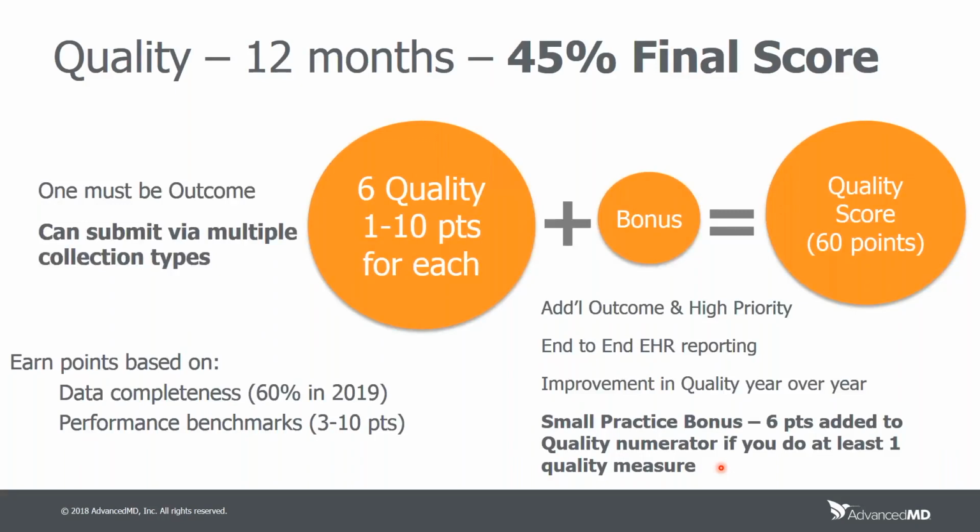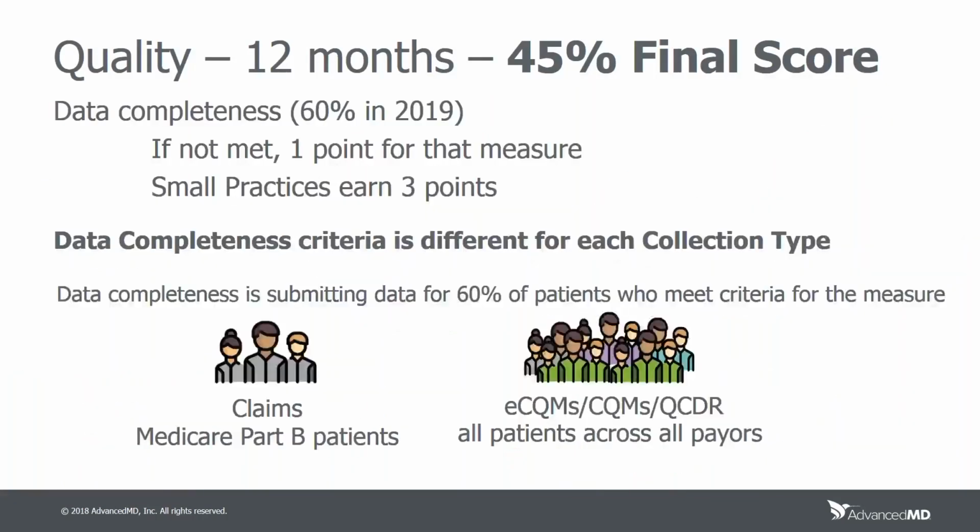So if you want that small practice bonus, you have to do at least 1 quality measure. And then what they'll do is add 6 points to your quality numerator, so as this particular calculation is being made, they'll actually add 6 points to the numerator, which can help you out quite a bit. So the only changes from previous years are that you'll be able to submit via multiple collection types, like EHR and claims, to make up your 6, and that the small practice bonus is now here in the quality category.